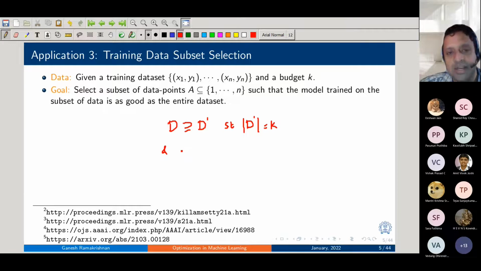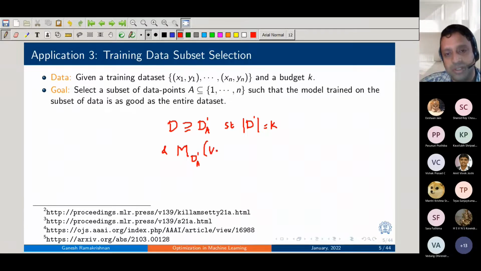We want to make sure that the model trained using the D prime, I'm calling it A. If you want, you can think of this D prime as indexed by A. Okay, the model trained on the D prime, which is given by the A, on say a validation set.